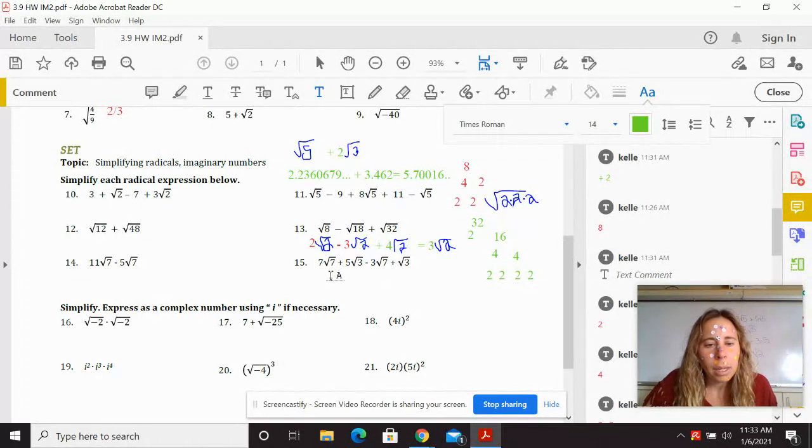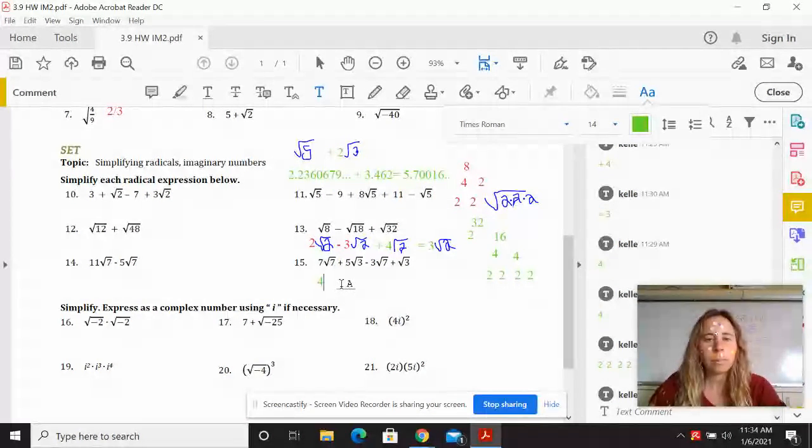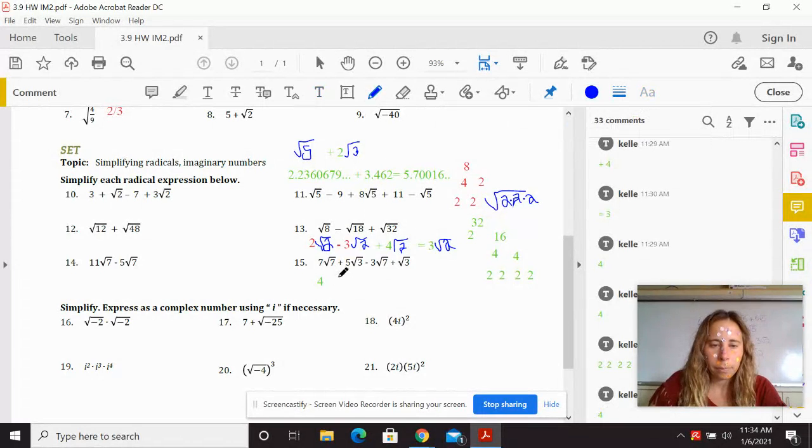So I have 7 square root of 7. Do I have another square root of 7? Yes, I have negative 3 square root 7. So I'm going to go 7 square root 7 minus 3. 7 minus 3 is 4.